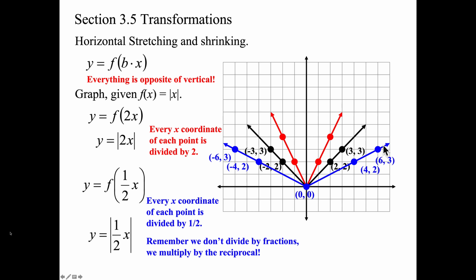So now you can see my blue graph here has been horizontally stretched away from the y-axis, or away from, if you will, the basic absolute value V-shaped curve. So that's your horizontal stretching and shrinking.